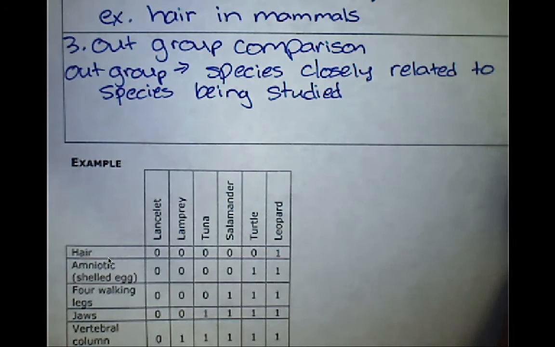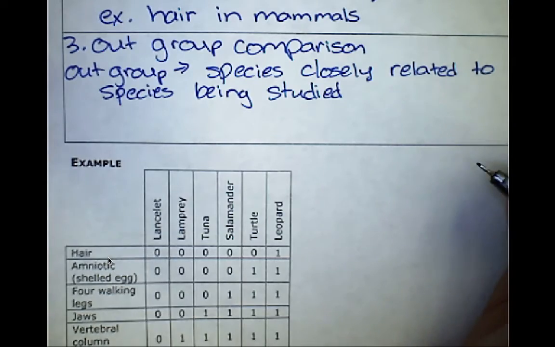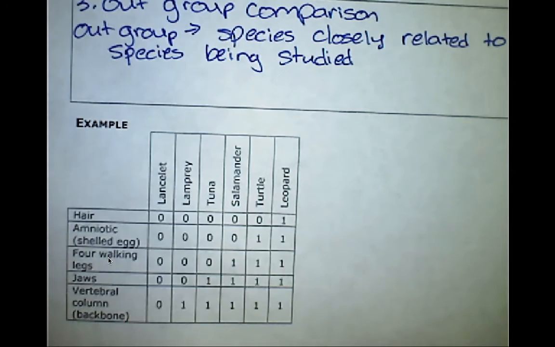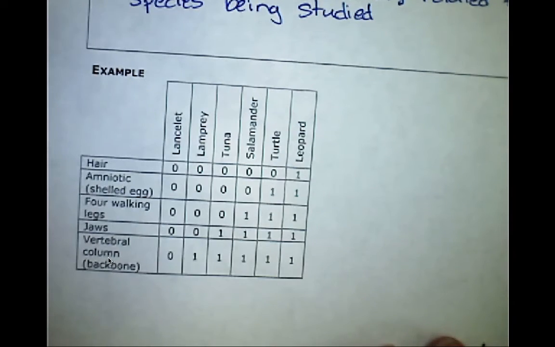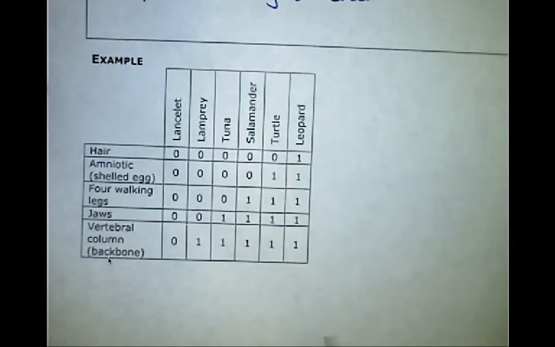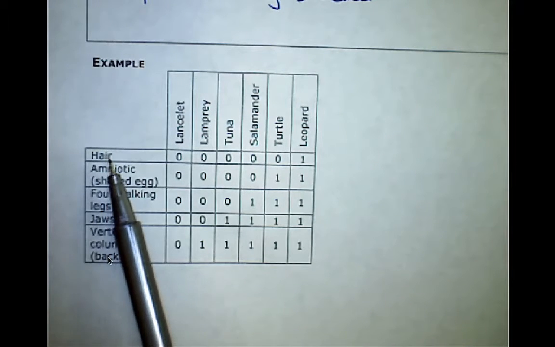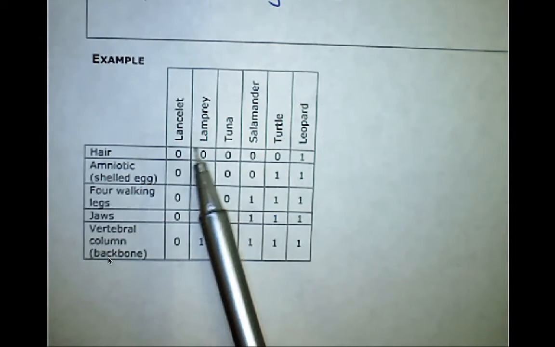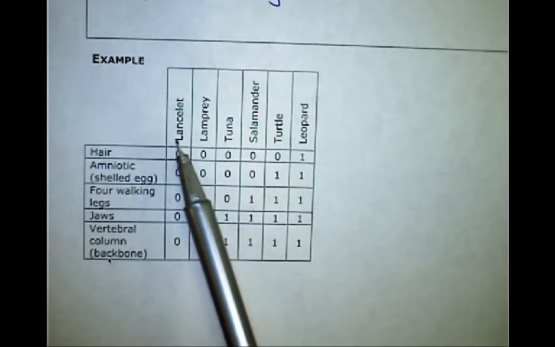Okay. And then what we're going to end up doing is we're going to do all these comparisons, and we're going to end up with this little matrix. We're going to create some kind of data matrix. We're going to determine our characteristics, we figured out who shares them, and then we've created this data matrix. So you can see here, there's things like hair and amniotic shells and walking legs and jaws and a backbone. Okay, and then you have animals across the top. And lancelet is actually going to be our outgroup in this example.